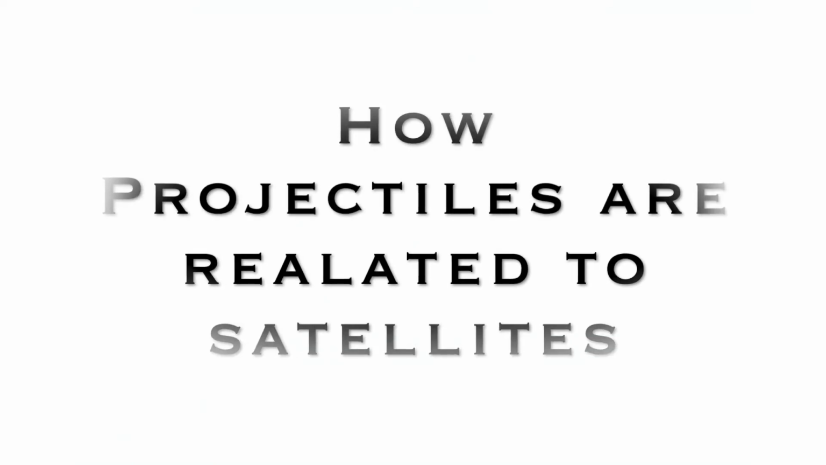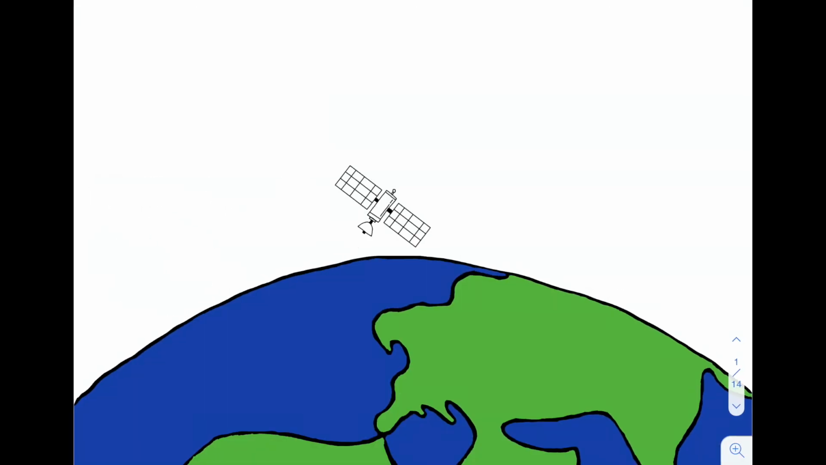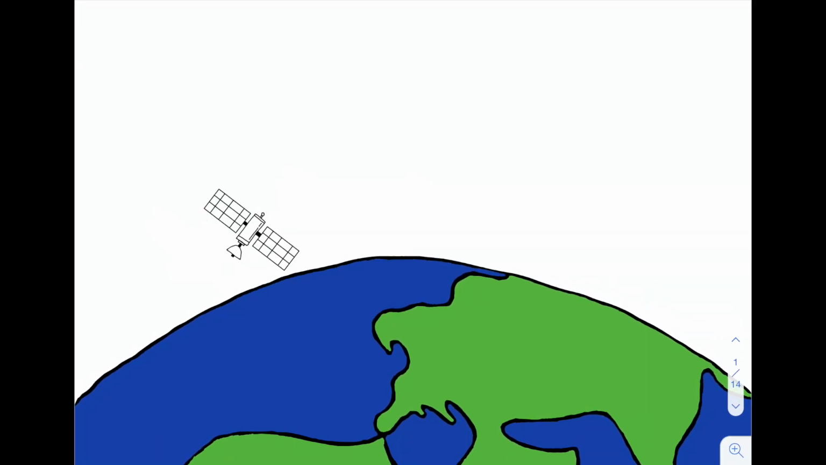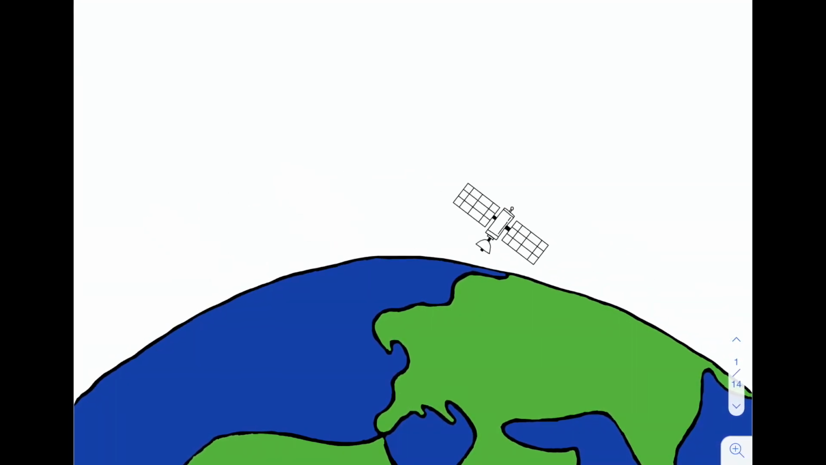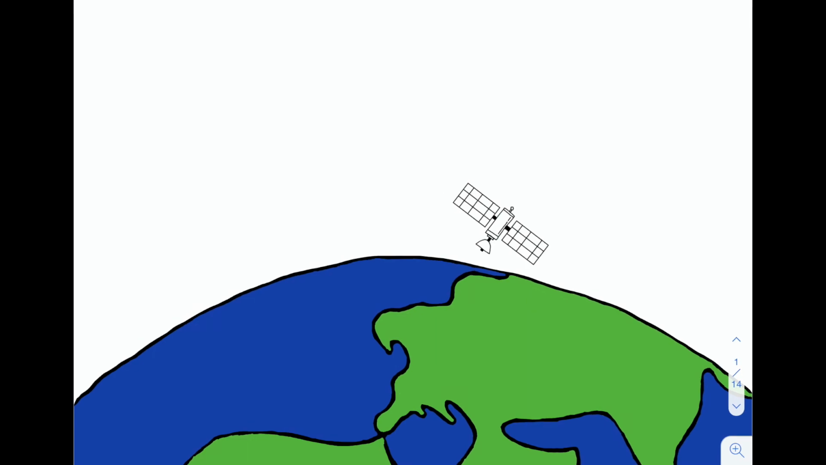Okay, now I will be explaining how projectiles are related to satellites. A satellite that is orbiting uses the force of gravity. Most Earth satellites are orbiting at a distance far enough above the Earth that their motion is unaffected by air resistance. A satellite is considered to be a projectile. The force acting on a satellite is gravity, and gravity keeps the satellite in Earth's orbit.